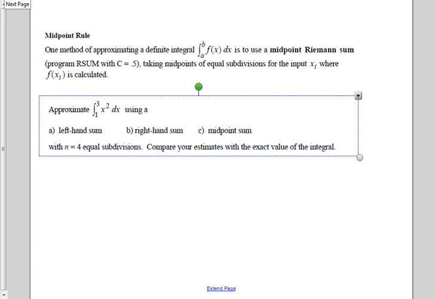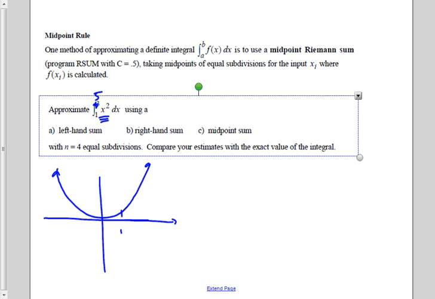So let's suppose that we wanted to integrate the following function, y equals x squared. And I'm going to change this integration to make it a little bit easier. We're going to integrate it from 1 to 5. So we're looking at this integration here from 1 all the way to 5.